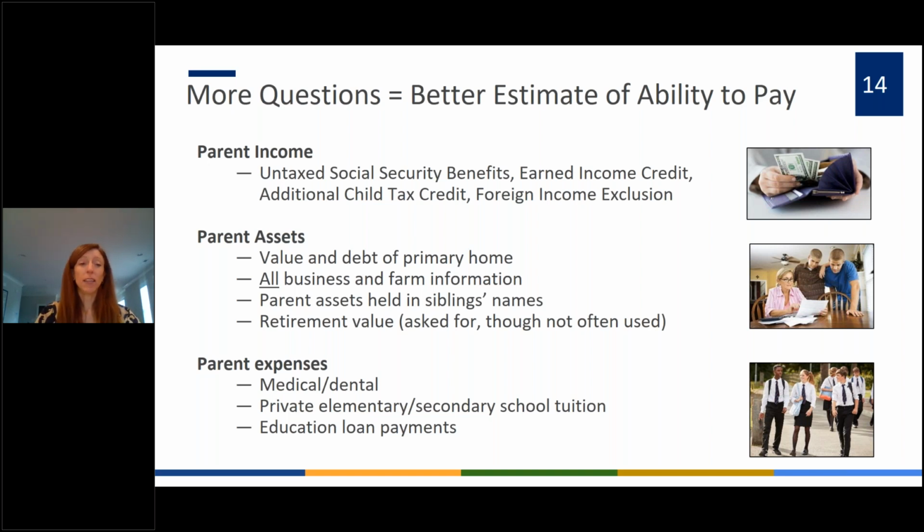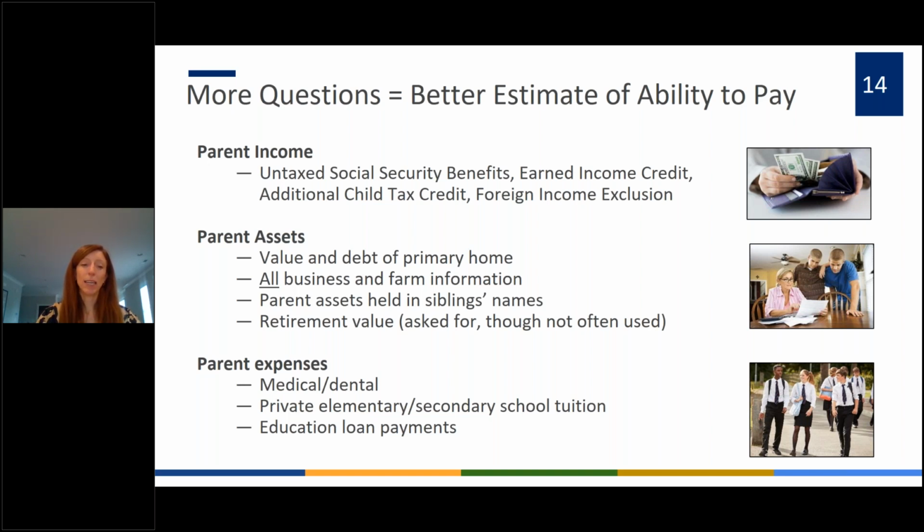In the assets section, as parents go through and report their assets, there are, again, some bits of information that are requested that are not requested on the FAFSA. On the profile, families need to report the value and debt of their primary home. This is not reported on the FAFSA. They'll also have to list all business and farm information, the value of every business they own, every farm they own. On the FAFSA, some businesses and farms are excluded, but on the CSS profile, every bit of information about a business or a farm is collected.